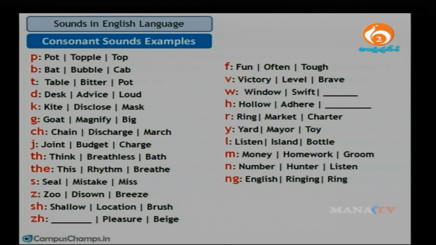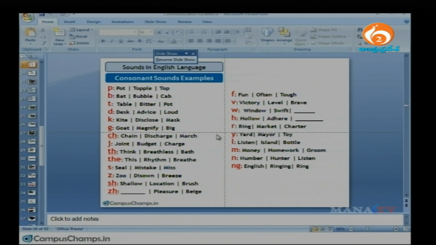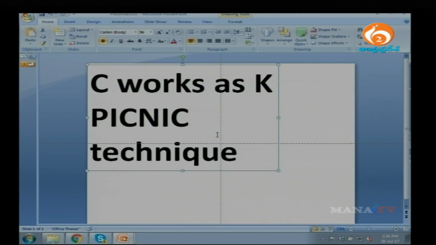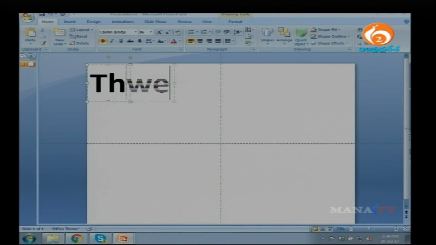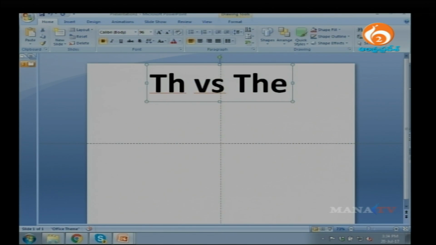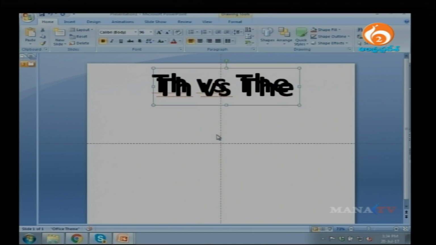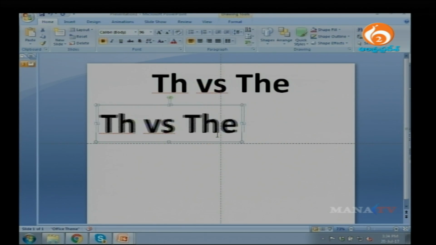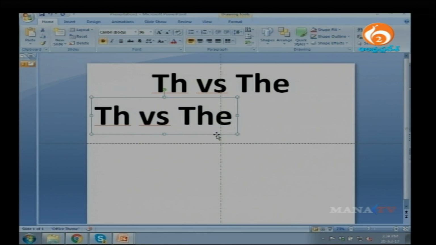Cheer, chain, discharge, march. J: joint, budget, charge. Th: think, breathless, bath. The other th: this, rhythm, breathe. Something very important that I need to tell you. We have a sound which is th and we have the other th. You need to be very careful that you are not mixing this up. Let me give it a specific color so that you can identify.